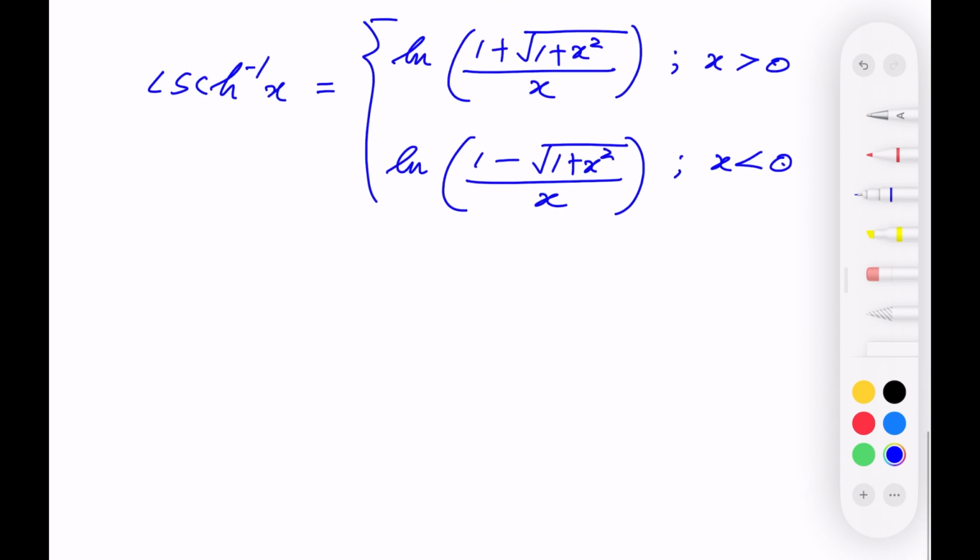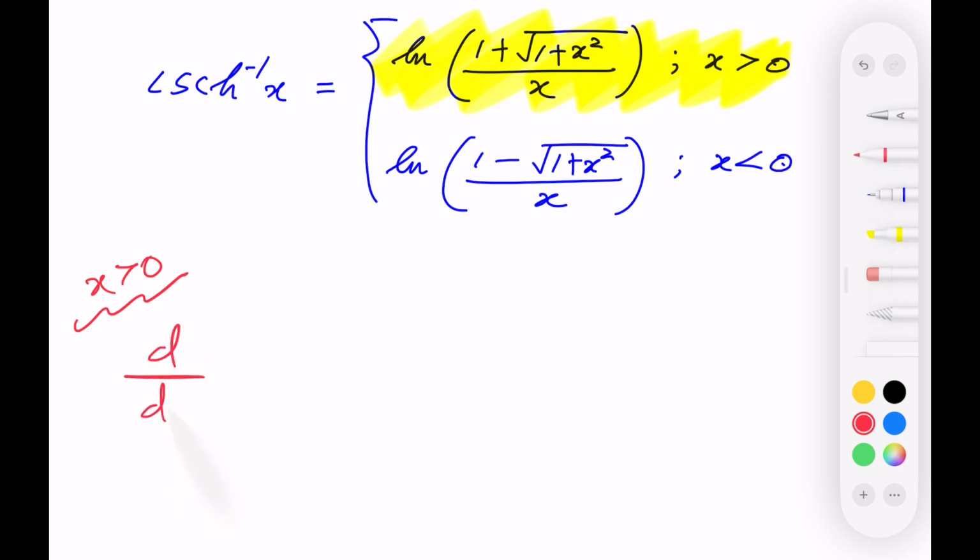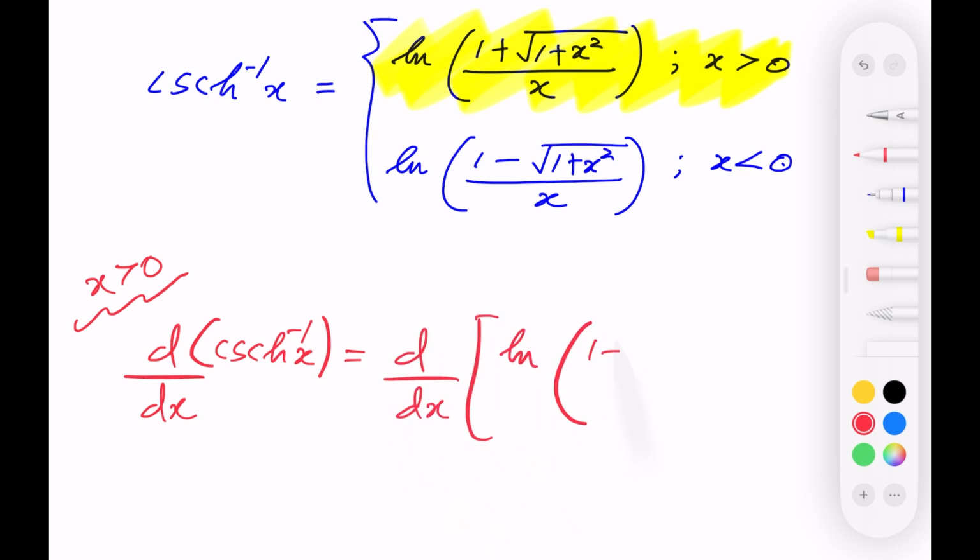All right, now we need to differentiate inverse hyperbolic cosecant x and see what results we are going to obtain. We will look at these two cases separately. I will first look at the derivative when x is greater than 0. That means I'm going to first differentiate the first part of that function. For that interval x greater than 0, d by dx of cosech inverse x should be equal to d by dx of ln of 1 plus square root 1 plus x squared, all of that divided by x.